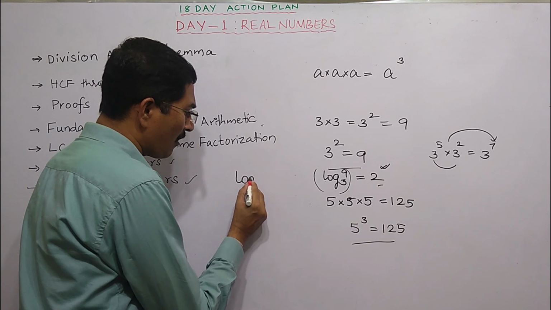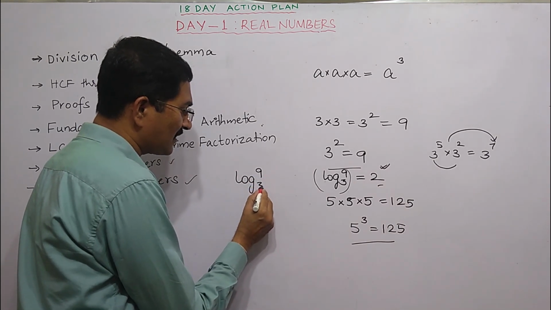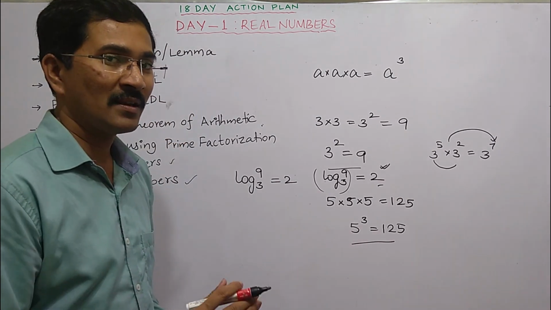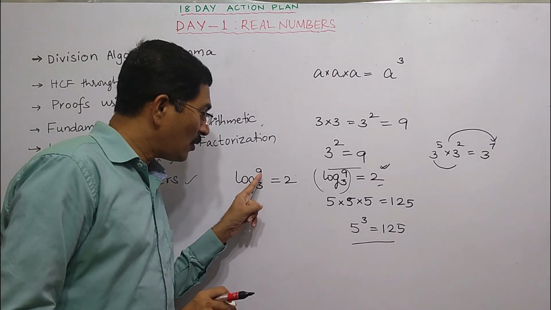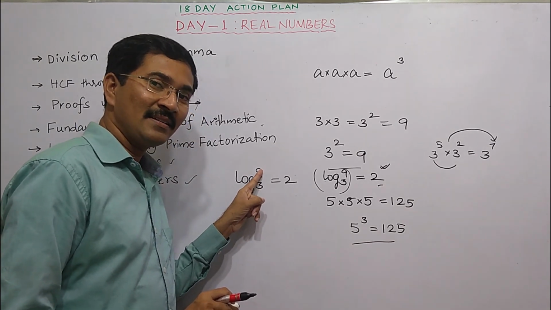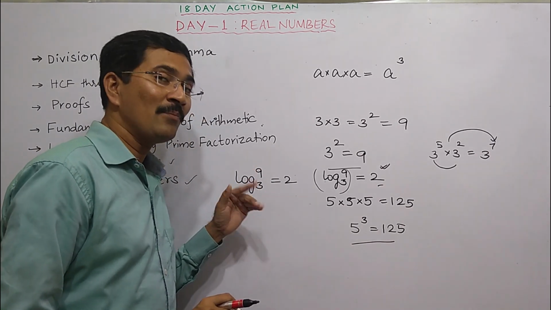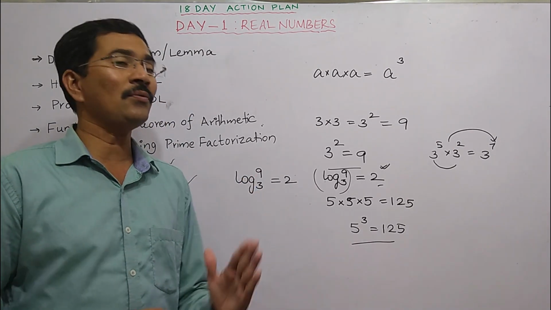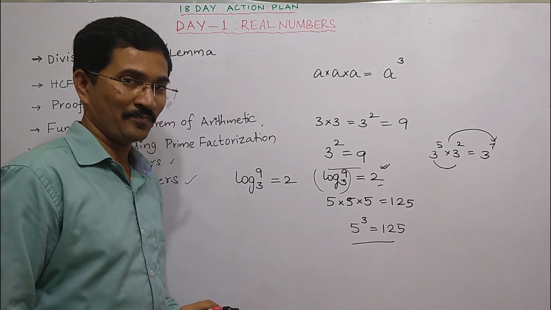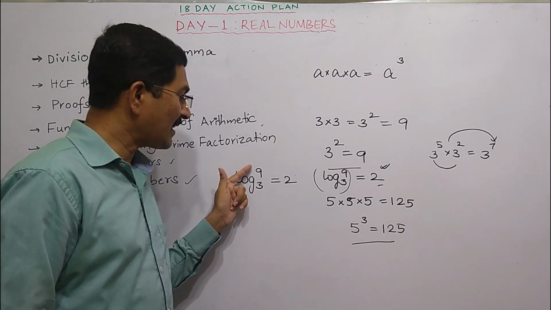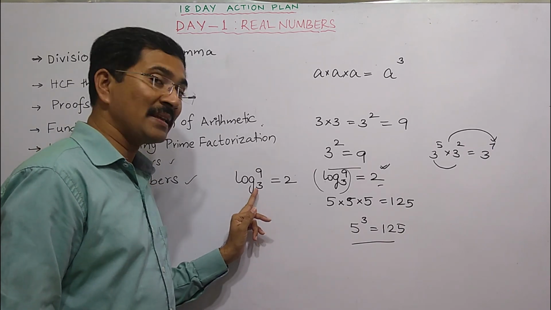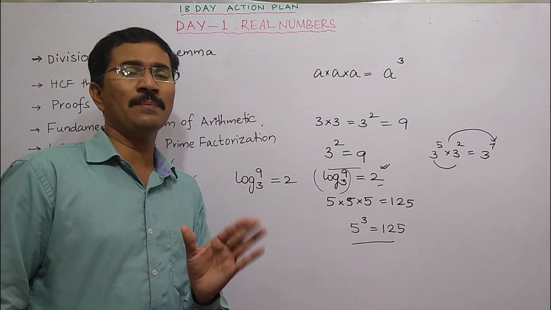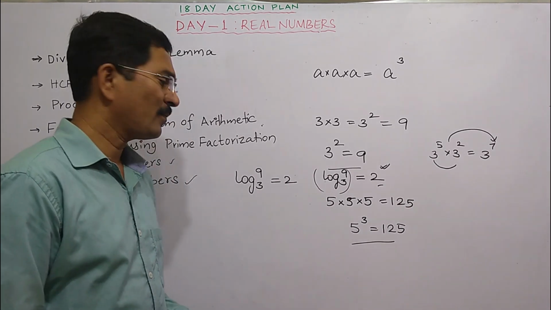When we say log 9 to the base 3 is equal to 2, it has the meaning as follows. The meaning is, if at all you have to get 9, how many times should you multiply 3 by itself? That is the meaning of log 9 to the base 3. How many times? 3 into 3, 9. So you have to multiply 2 times. Therefore, the answer is 2.